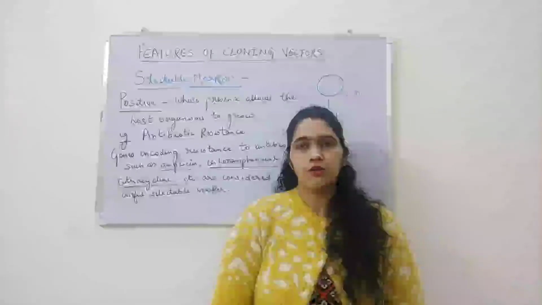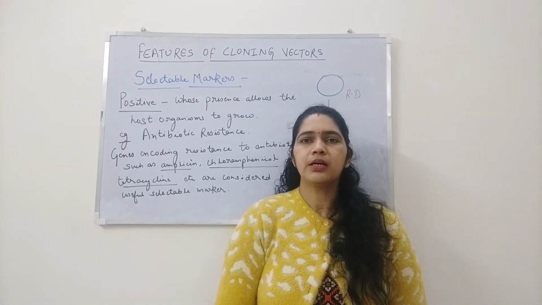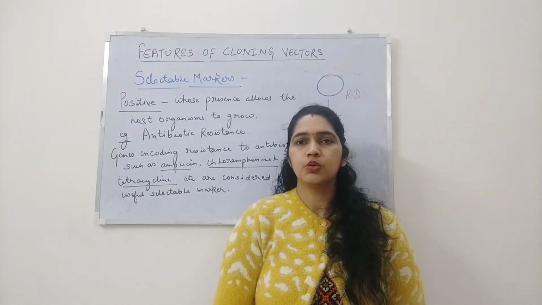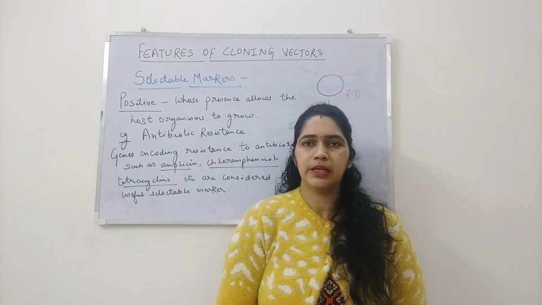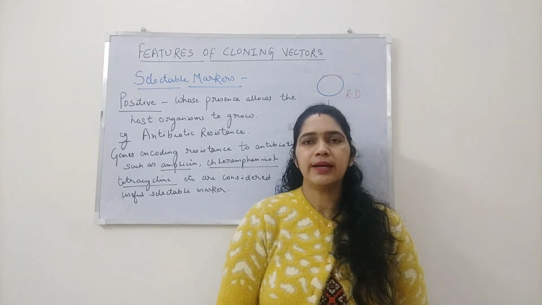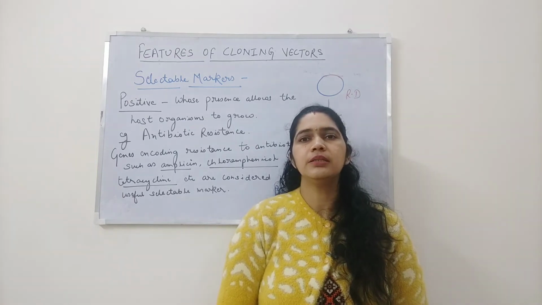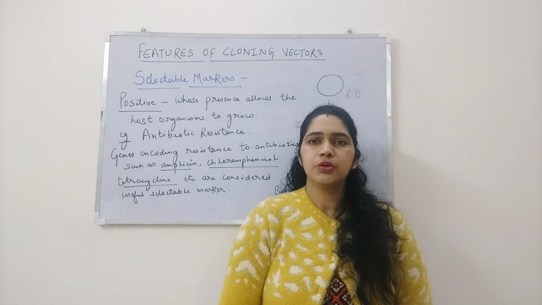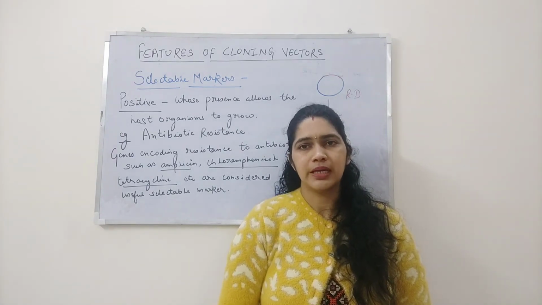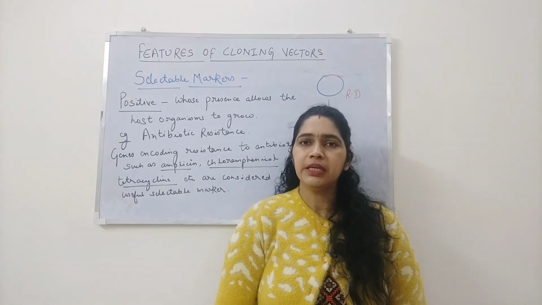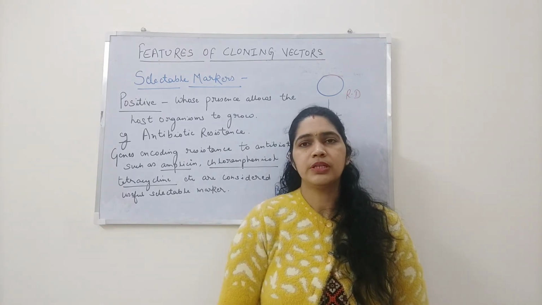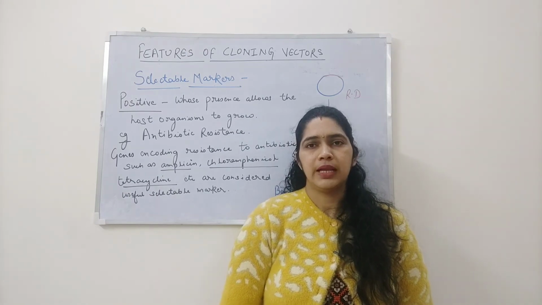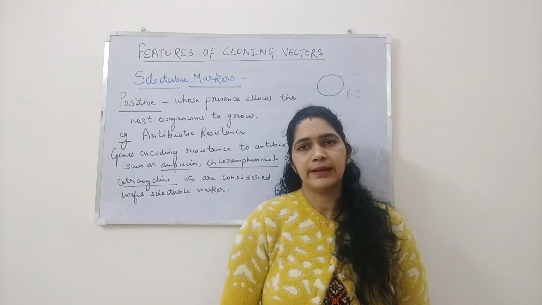Selectable markers are of two types, positive selectable markers and negative selectable markers. Positive selectable markers are those which allow the host bacteria to grow, and most of the antibiotic resistance genes come under this category. For example, E. coli cells do not carry any resistance against antibiotics, but if they get transformed, then they carry genes that encode for antibiotic resistance, like ampicillin, chloramphenicol, kanamycin.